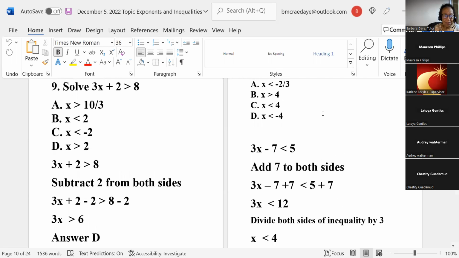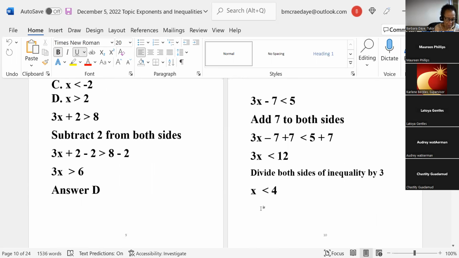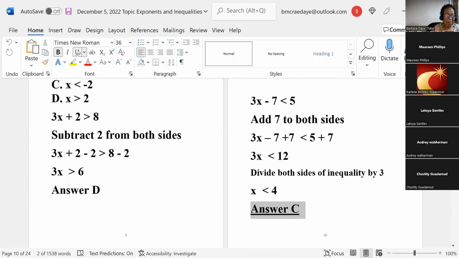What choice is that here? A, B, C, or D? Less than 4, C. That's right. Answer C. Making sense, Audrey? Yeah, but sometimes I have to look back at my book and learn these little lessons. The greater than and the less than throw me off. You've got to know those: less than, greater than, less than or equal, greater than or equal, not equal. Those are your inequality signs.